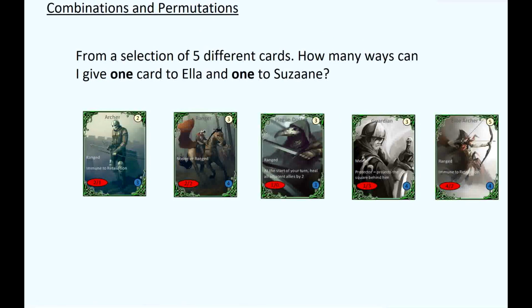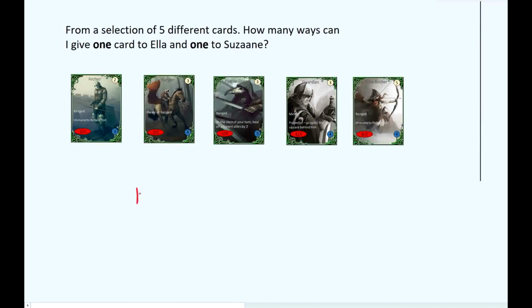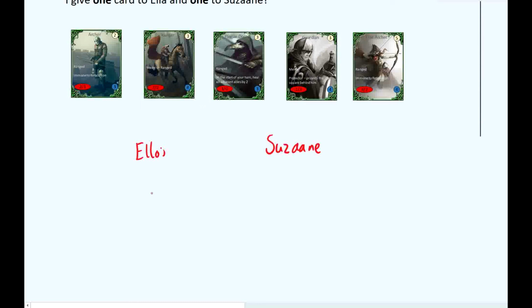Okay, let's run with this example a bit further. Here it's basically the same question. I'm going to pick 2 cards, but here I'm giving 1 to Ella and 1 to Suzanne. So let's work it out the exact same way. I'm going to have Ella's card, and I'm going to have Suzanne's. We're going to work out the options the exact same way. Say Ella picks first. This doesn't change anything, it's just one way for us to think about it and get a logical answer. So Ella has 1 of 5 cards to pick from, so she has 5 options. That card is now gone, so Suzanne only has 4 cards to pick from. Just before, 5 times 4 gives us 20 options.